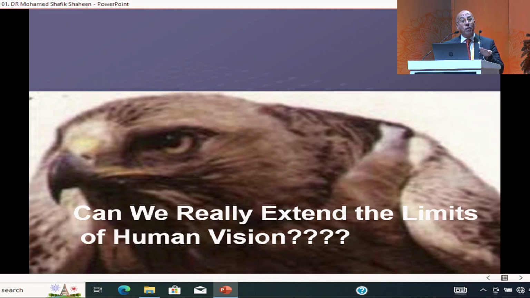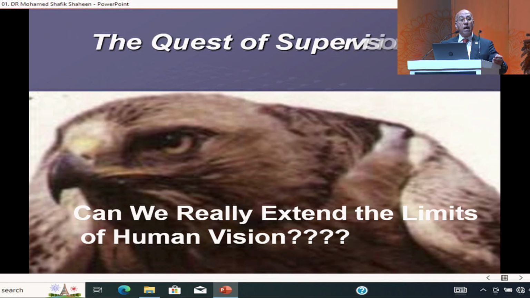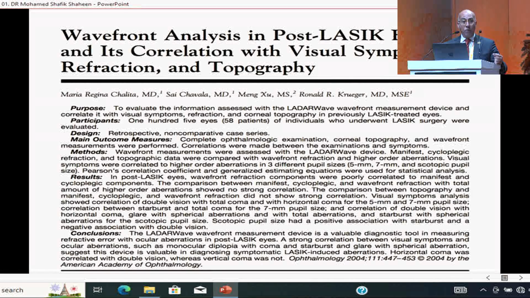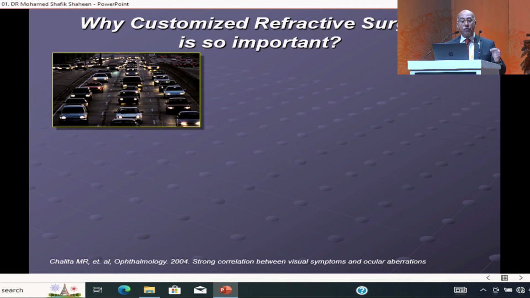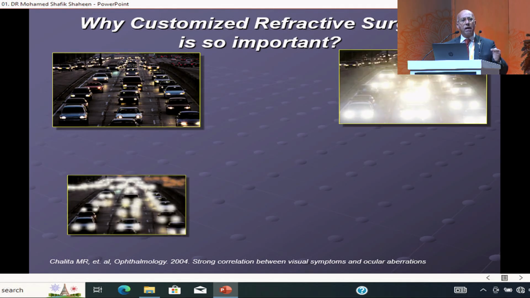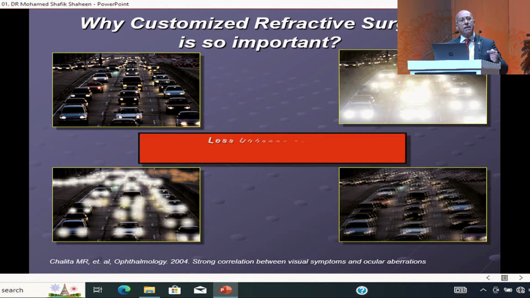So if you want to advise or to promise your patient a kind of supervision and extend the vision beyond the human ability that we know, you should go for a sort of customization. We knew since back then, from this nice work of Shalita, that if again you want to have a patient with hassle-free halos, glare, night vision problems, secondary imaging and ghosting, you have to customize the vision, or you have to customize the refractive error, to have a happy patient and to avoid all this hassle and fuss.